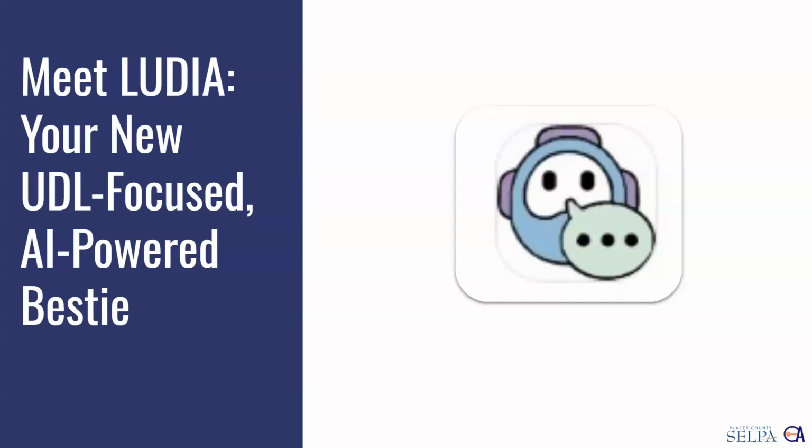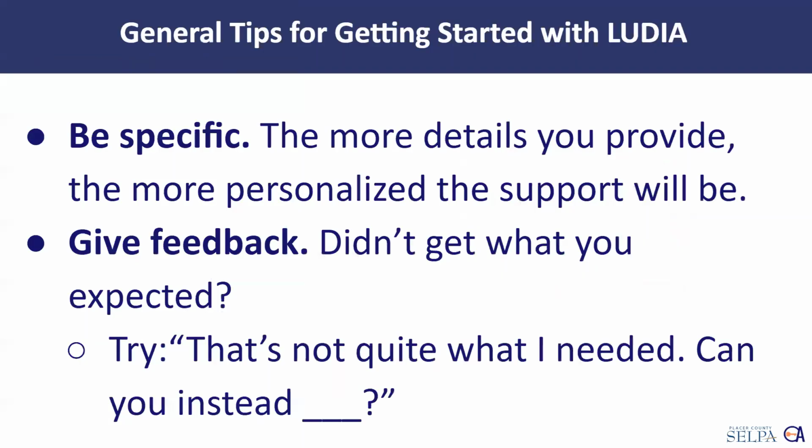Hi, everyone. I am so excited to share some ideas of how you might remove barriers for yourself when it comes to UDL implementation using LUDIA. LUDIA is a completely free AI chatbot that has been trained in universal design for learning specifically. It was intended to really do one thing very well, and that is assist you in implementing UDL strategies in your classroom. There are definitely some tips and tricks for making this tool something that can be a go-to for you in planning, and I'm excited to share them.